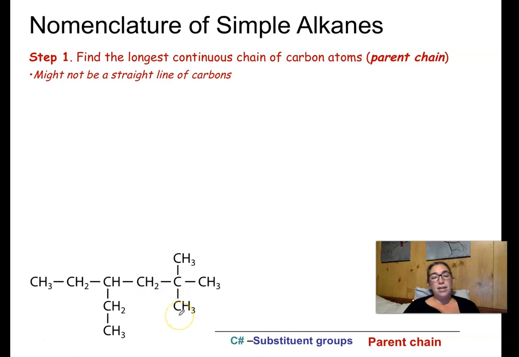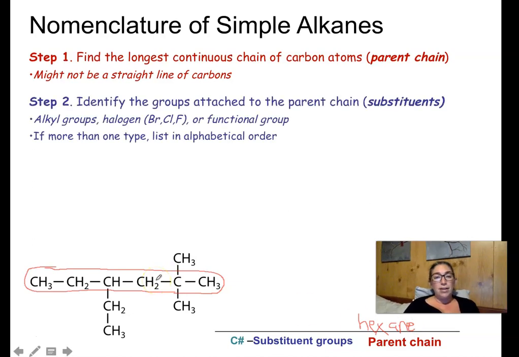So there's a lot of different ways we could count to try to find the longest chain, but no matter what, I seem to be just getting 6 as the longest chain. So I'm going to circle one that's relatively straight. And I just like to circle it to sort of show that I'm already naming this part. So when I name the parent chain, it's 6 carbons long, 6 carbon alkane is a hexane. So I put the name of the parent chain here. Hexane. All right.